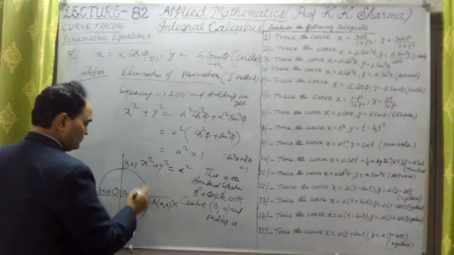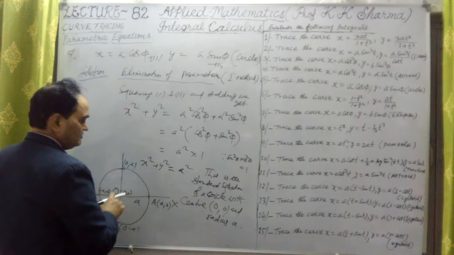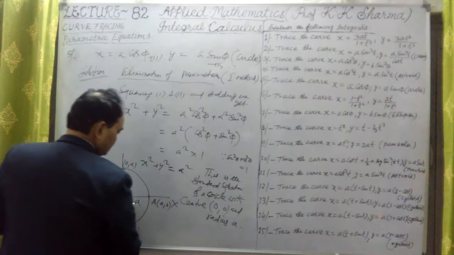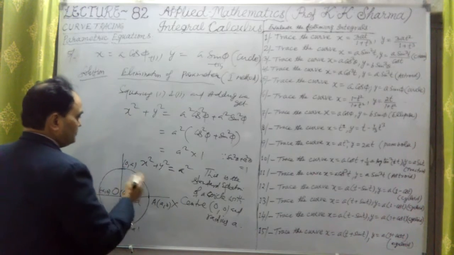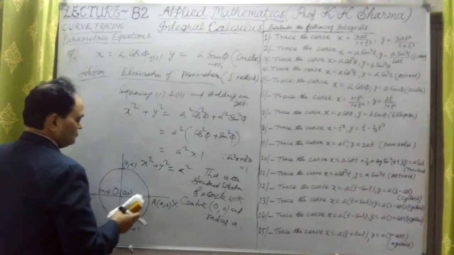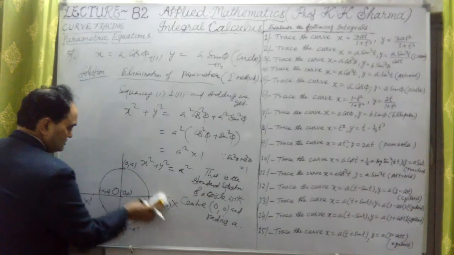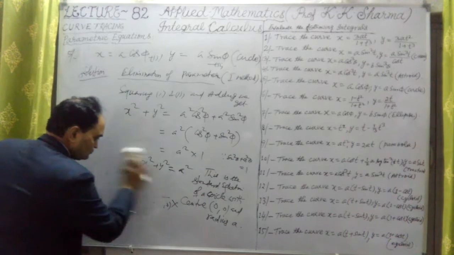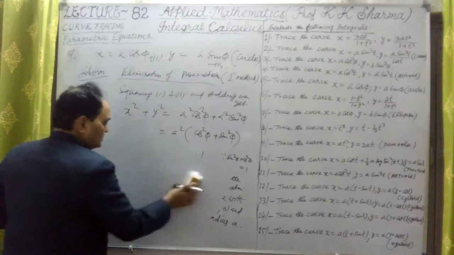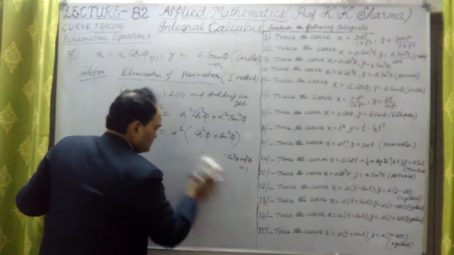So all these 4 points are on the circle. They have the similar type of distance. So this is the radius here. A is working as the radius. So this is the circle. We can draw this circle symmetric about both the axes, not passing through the origin because constant term is there. This is how we can draw the curve here.